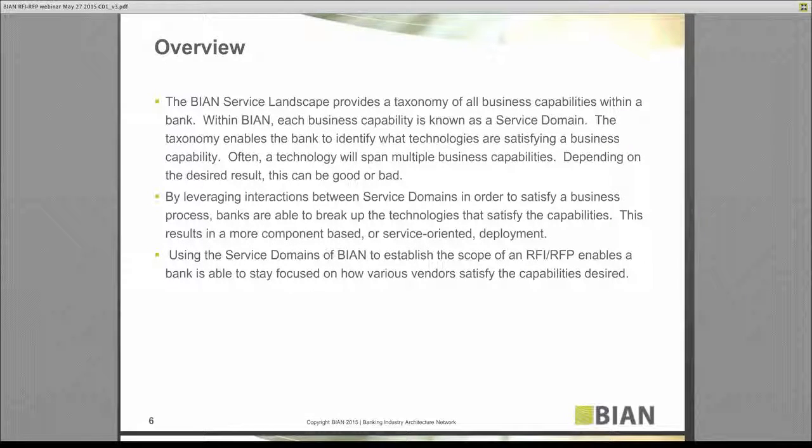We're going to take a look further in this webinar, and we'll also see that many times technologies span multiple business capabilities. Depending on what we're trying to drive towards, this could be a good thing or it could be a bad thing, and we'll talk about that a little bit further. In addition, there's often overlap between multiple technologies satisfying a business capability.